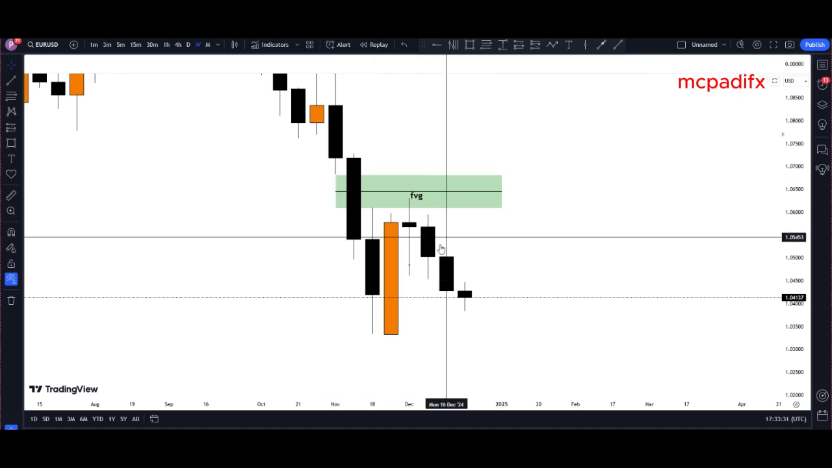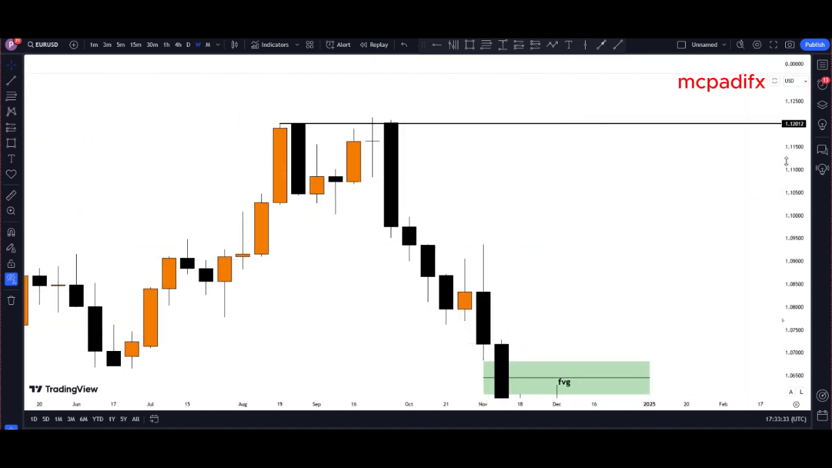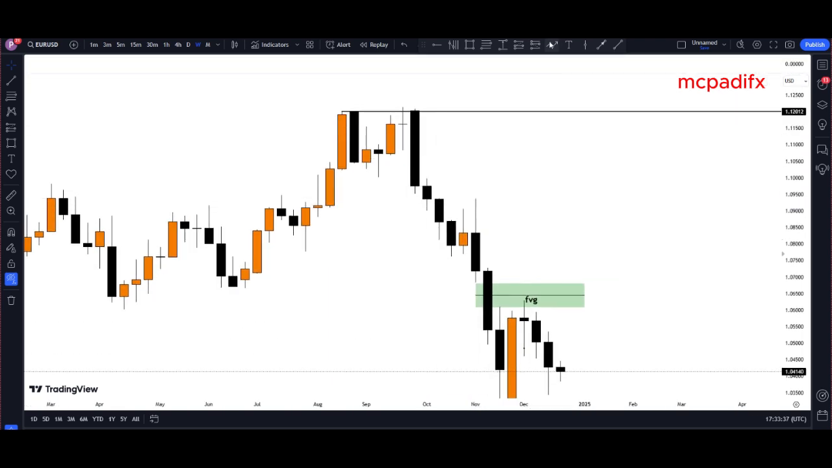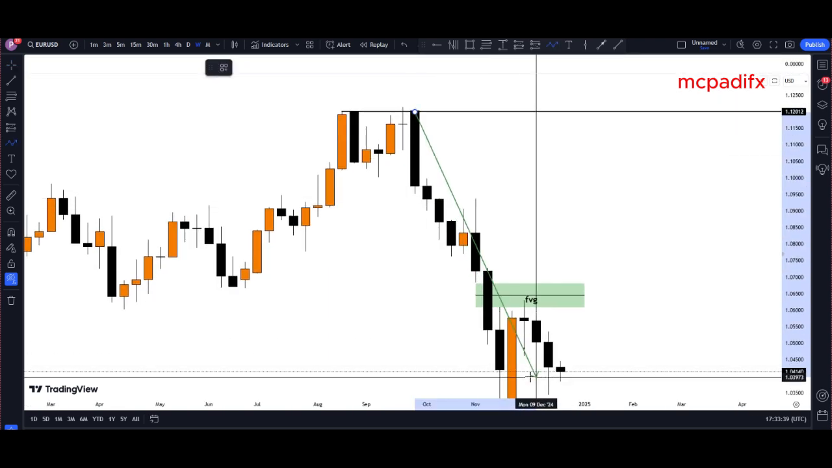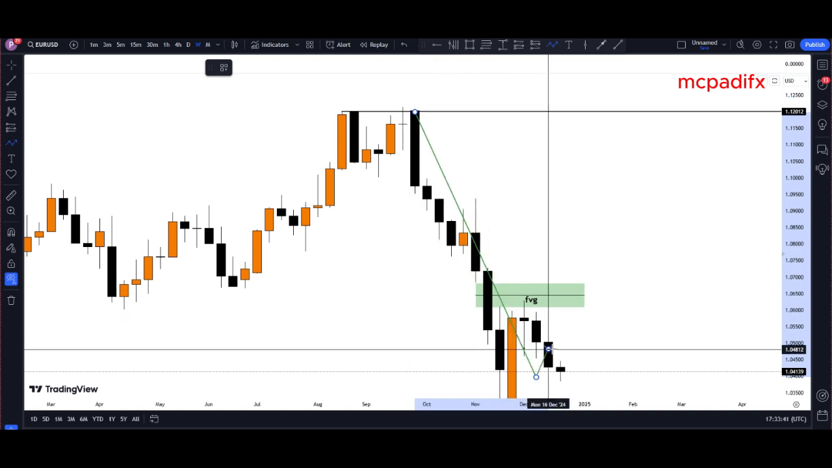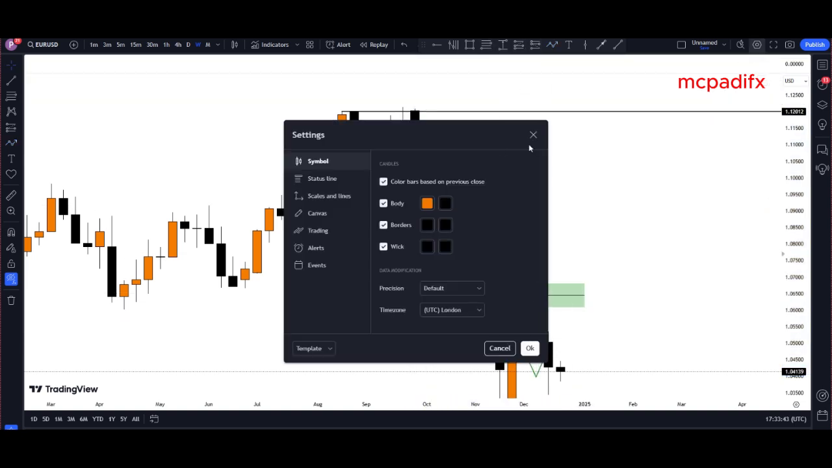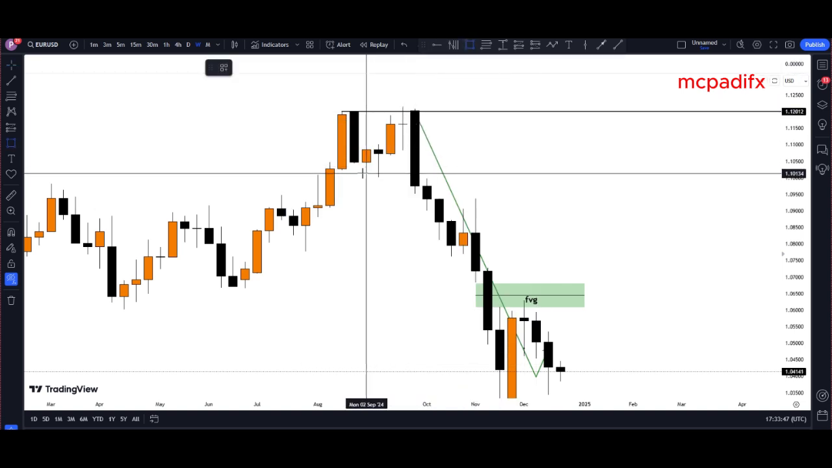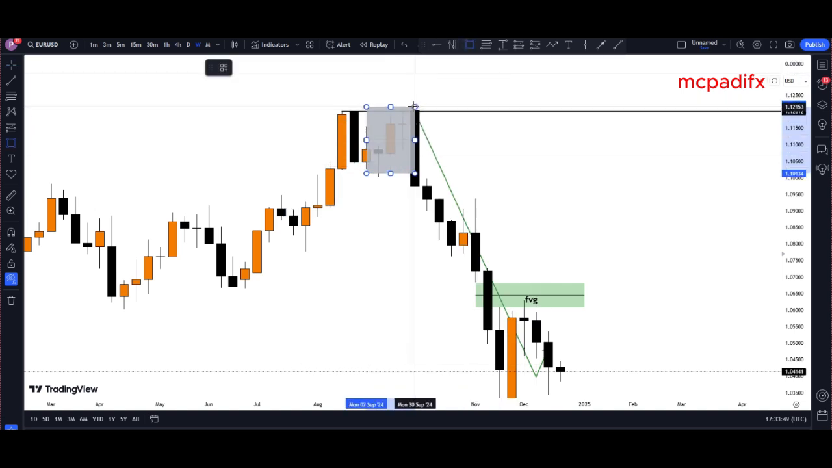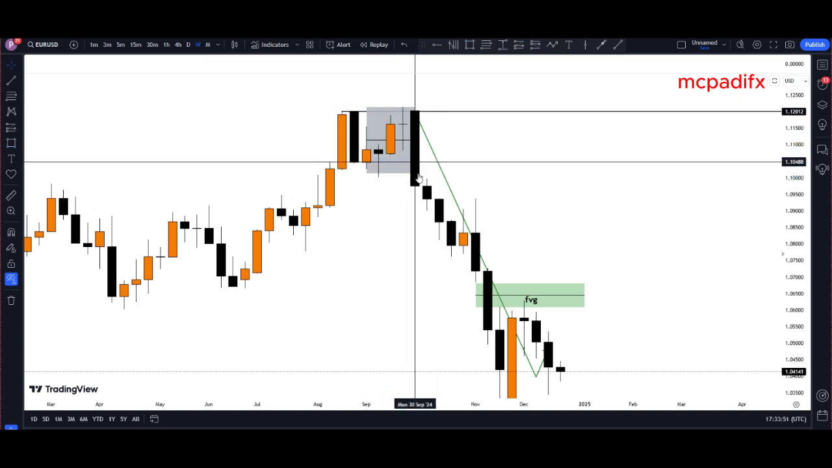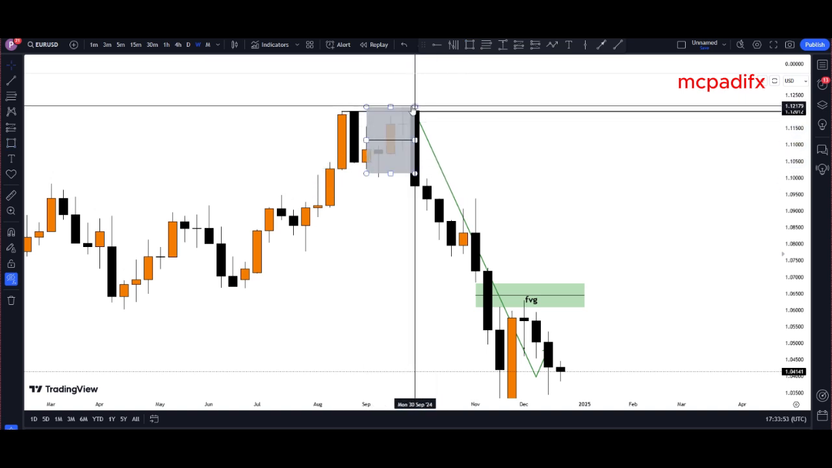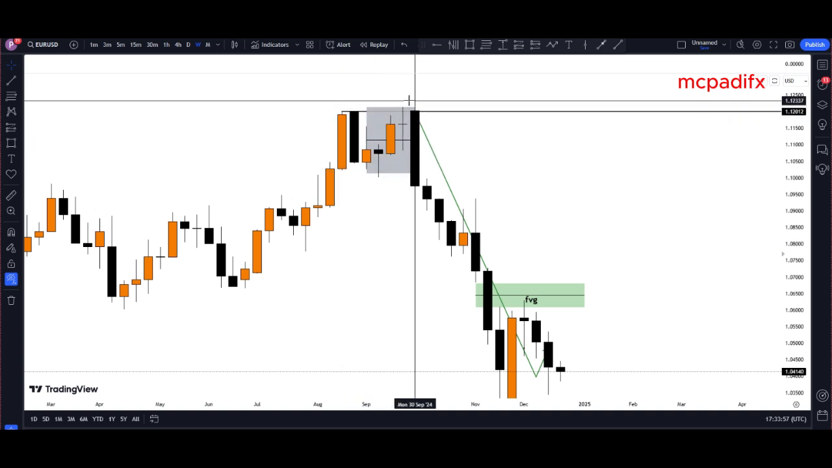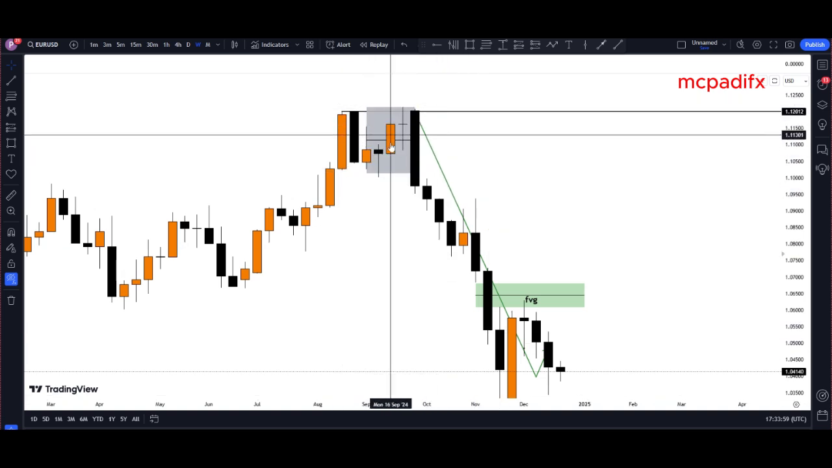So you can see that before this move to the downside, there was an up move over here. So it means that this is our order block. By definition, this is the order block: the last up close candle or candles before the down move.